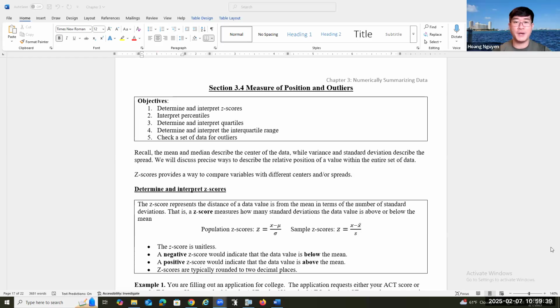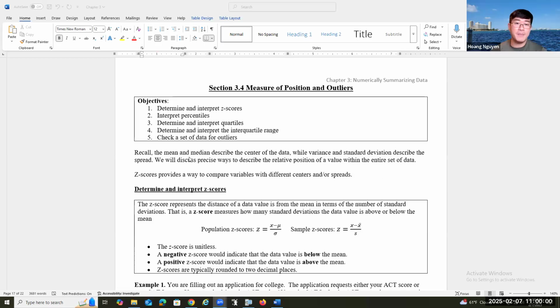In this recording, we're going to look at section 3.4, the measure of position and outliers. Actually, in this recording I'm going to do the first half of this section, and I will break the lecture down into two recordings. So for this recording, we're going to talk about the measure of position.